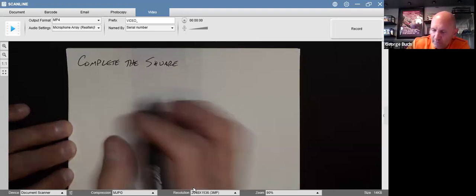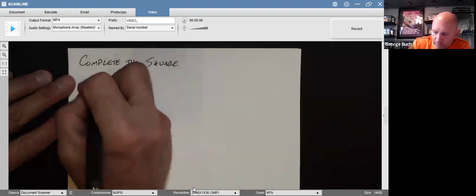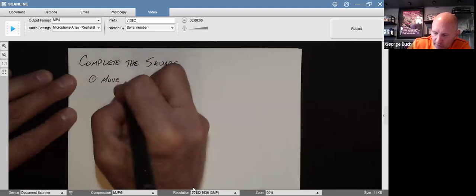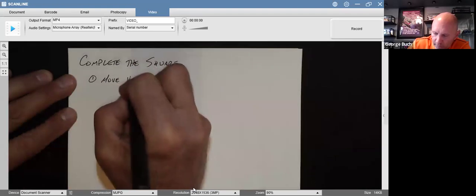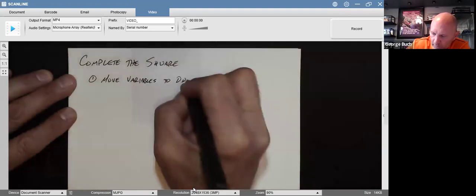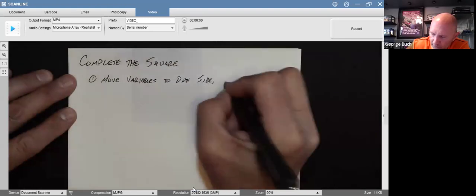So the steps for completing the square. We're going to first move the variables to one side and constants to the other.